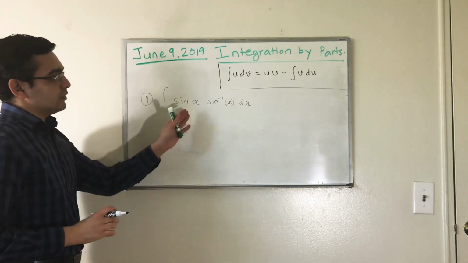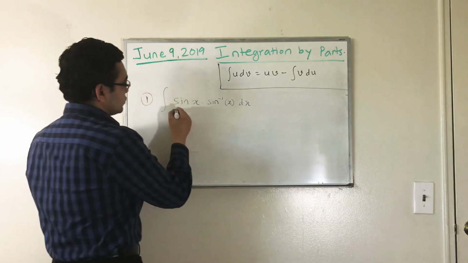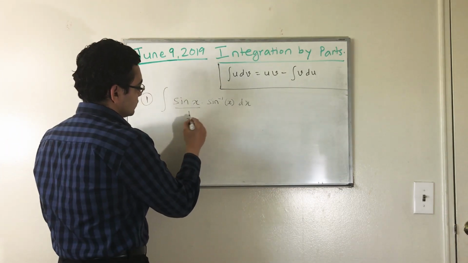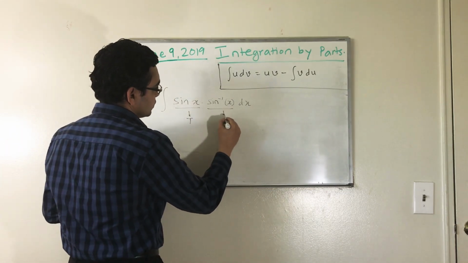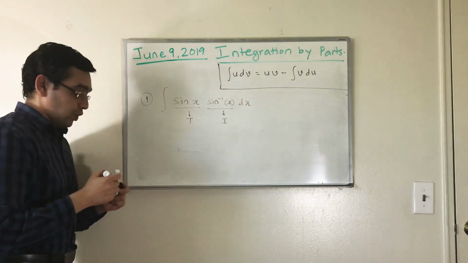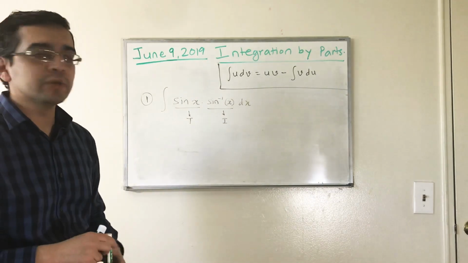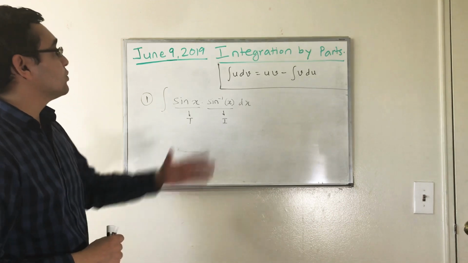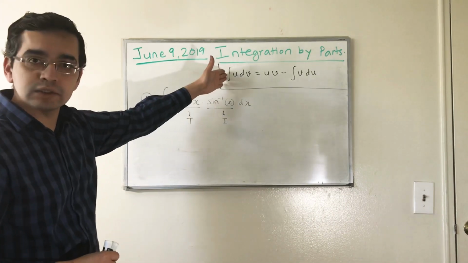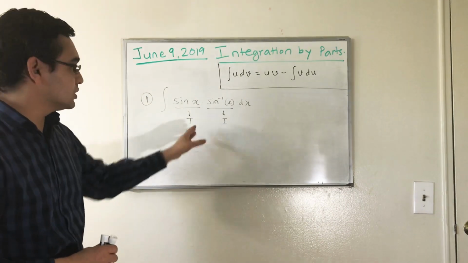It looks like a fairly simple integral. This happens to be a trigonometric function, and this happens to be an inverse trigonometric function. So this is the product of two different types of elementary functions. However, if you try to apply integration by parts, it's not going to work in this case.